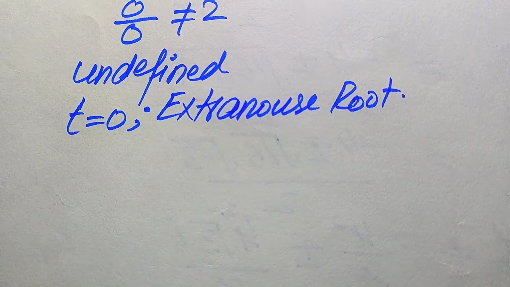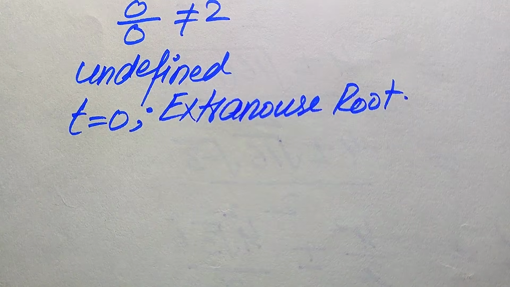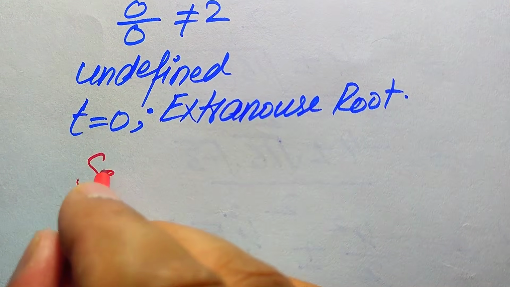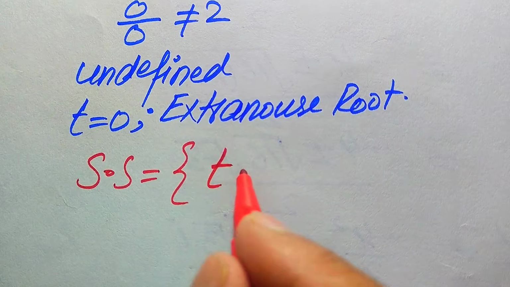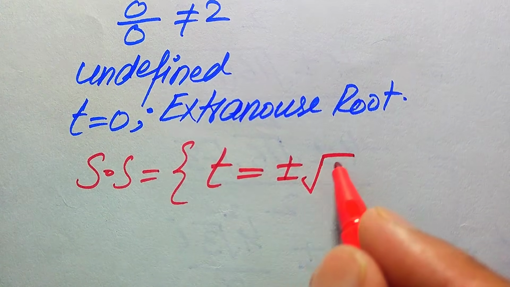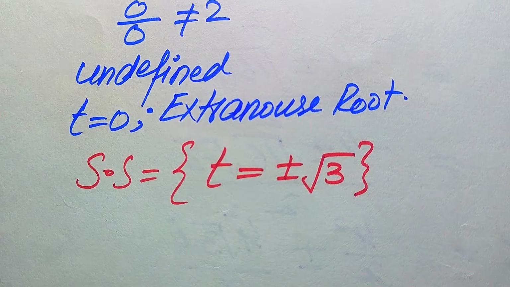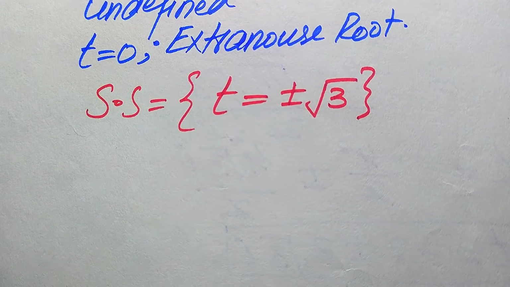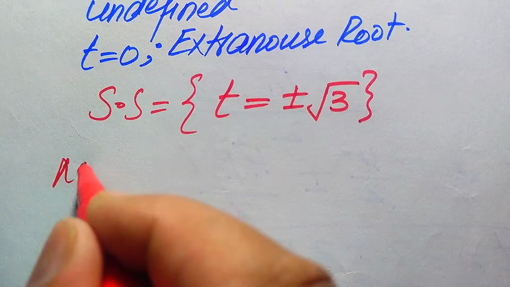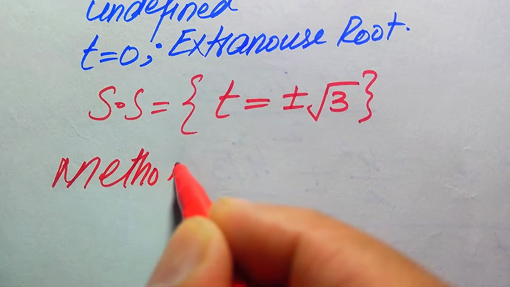So here you see that there are two roots which satisfy our given question statement. So finally we have the solution set of this problem is t equals to plus minus square root of 3. So these are the two solutions, and t equals to 0 is the extraneous root, and this is the final answer which we get here from the first method. And now we again solve this problem with the second method.